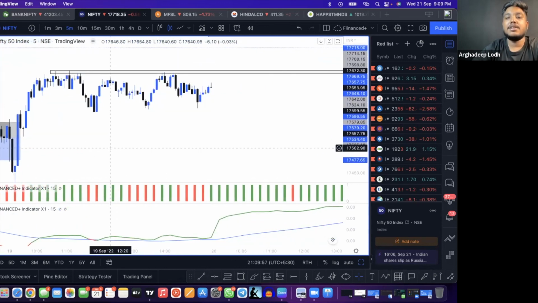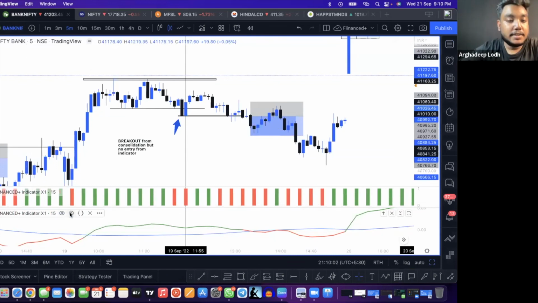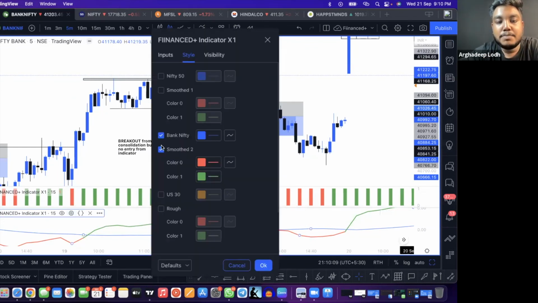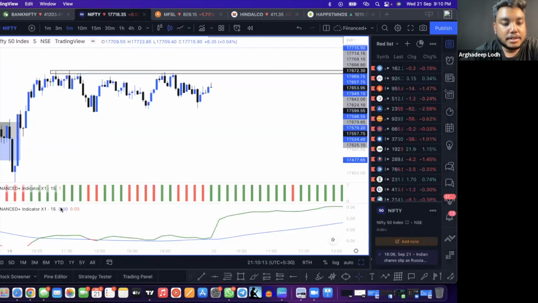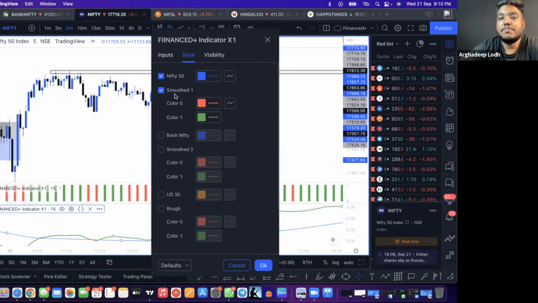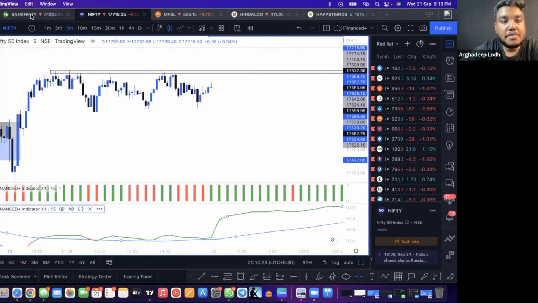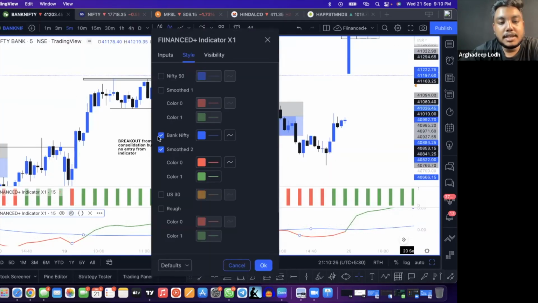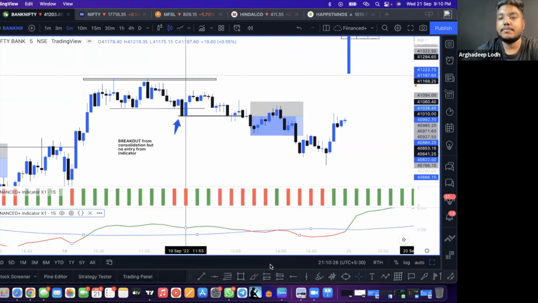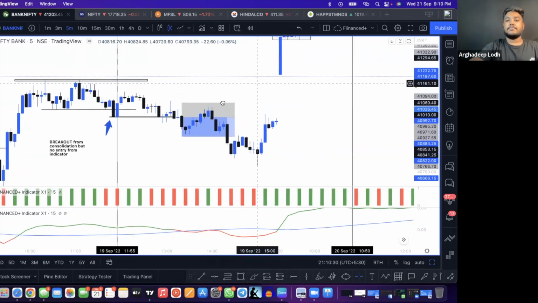So guys, one more thing. In this indicator you have to do one change. जब आप बैंक निफ्टी में यूज कर रहे हो, आपको सेटिंग्स में जाना पड़ेगा. You have to choose Bank Nifty, that's it. And when you are trading Nifty, you have to choose Nifty, simple. जब आप निफ्टी चूज करोगे, you will deselect Bank Nifty and choose Nifty. And when you are doing Bank Nifty, you will go to the settings, select Bank Nifty, done, that's it. So this is it.